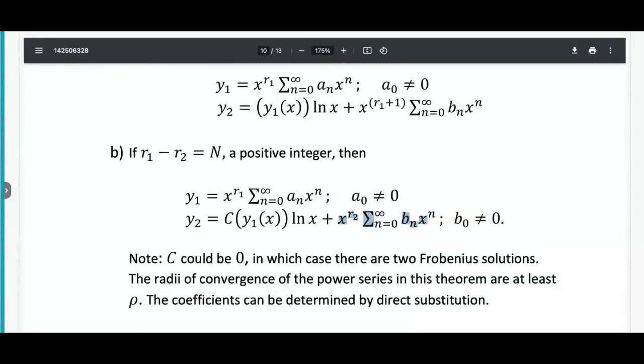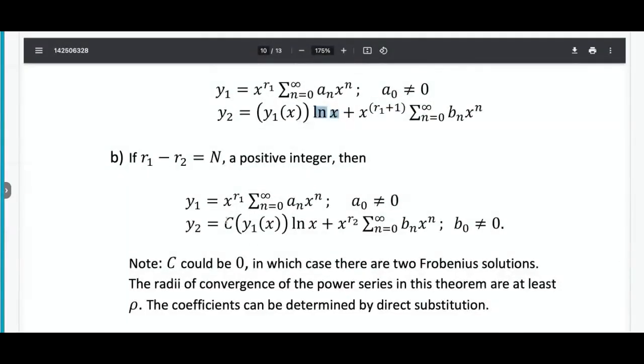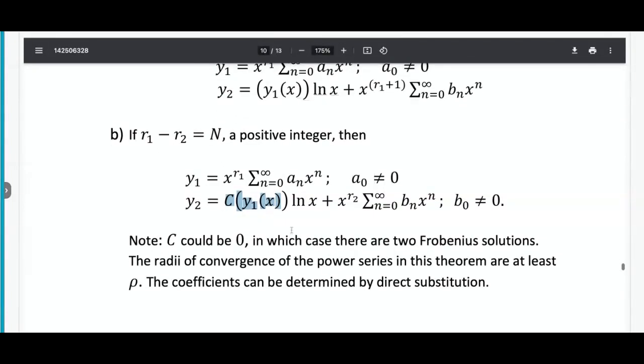This is x raised to n plus r2 with some different coefficient, and with this log term, log x times y1. The difference is that we have this constant c. If those two are the same, we don't see c here. There's no constant, just y1 and the log x. But if they differ by a positive integer, we have this constant c times y1 times log x. So notice c can be 0.